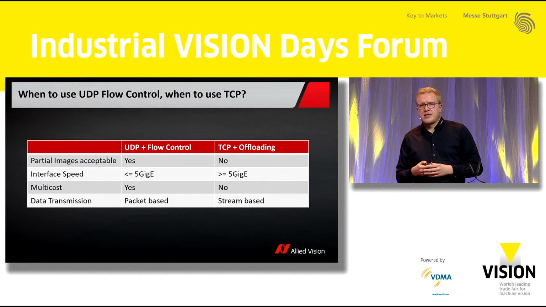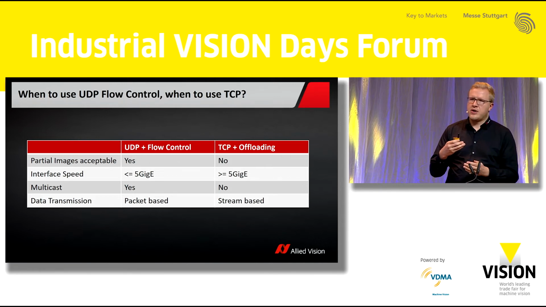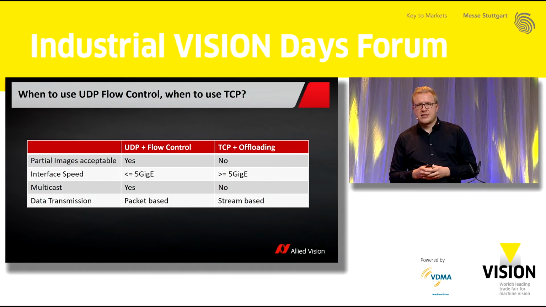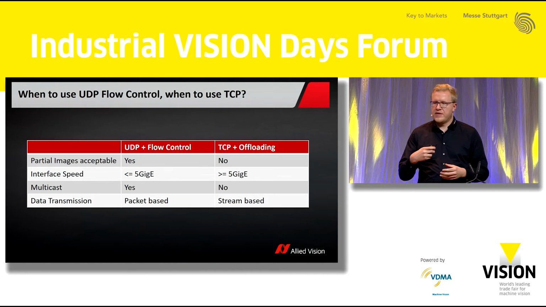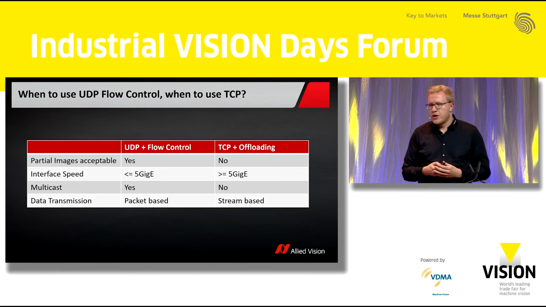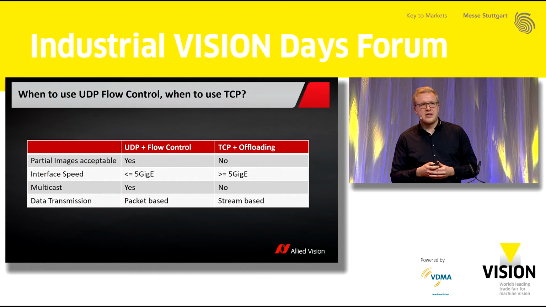And it's really because the protocol TCP is much more profound and it needs to have a much bigger FPGA on the camera side. Maybe also interesting to note that multicast is not possible with TCP, but it is available with UDP. And the level of data transmission is packet-based with UDP, where it is stream-based with TCP.